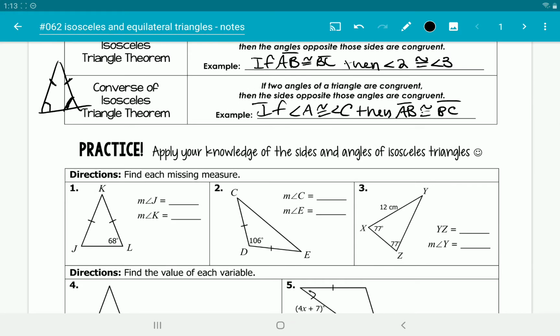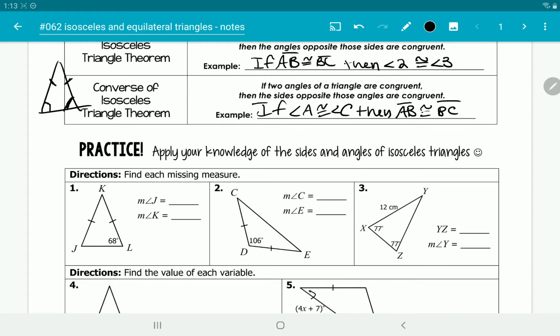So let's look at some examples, and let's try and apply these theorems to solve for the sides and angles. So number 1, we have triangle JKL, and we have the angle L is 68 degrees. And the two sides JK and KL are congruent, since they have the same number of these little congruency tick marks, so they each have 1, so they're the same.